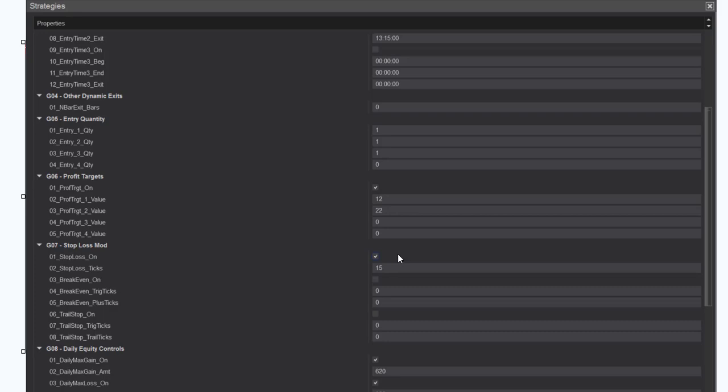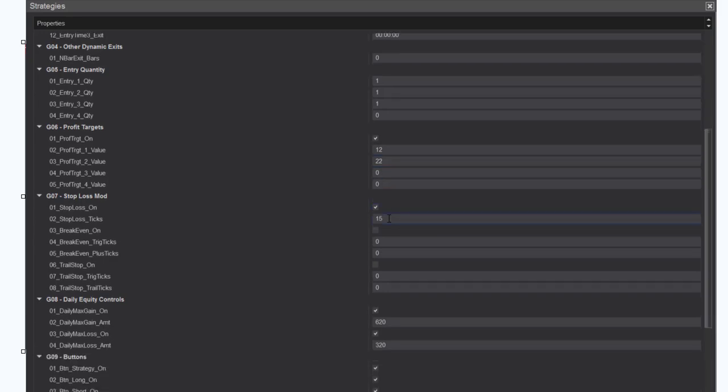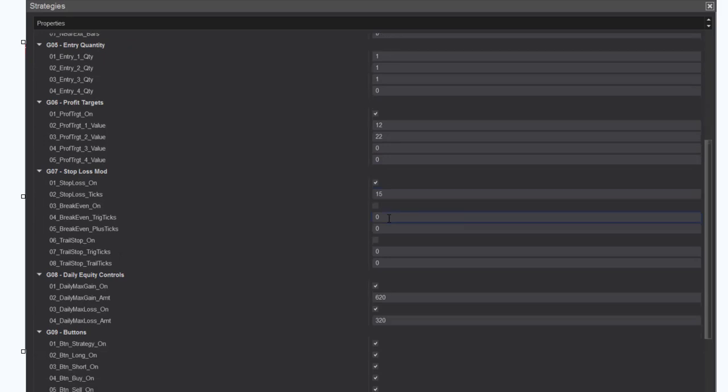Basically, our profit targets are set at 12 and 22 because crude oil is in a wider range. So the first contract is going to get us $120. The second one's going to get us $220. That puts us at $340. Our goal is $600, so we only need $260 to hit it. And then our stop, which we use each day, is 15 ticks.